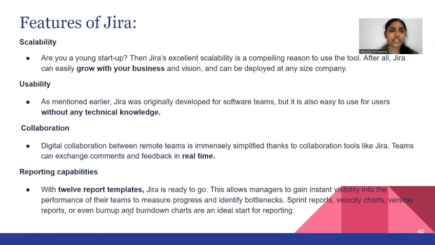Some other features of Jira are scalability, usability, collaboration, and reporting capabilities. Reporting capabilities allow managers to gain instant visibility into the performance of their teams, to measure progress and identify bottlenecks, with sprint reports, velocity charts, version reports, and burn down charts. This helps us to know the progress of the project in a very clear way.